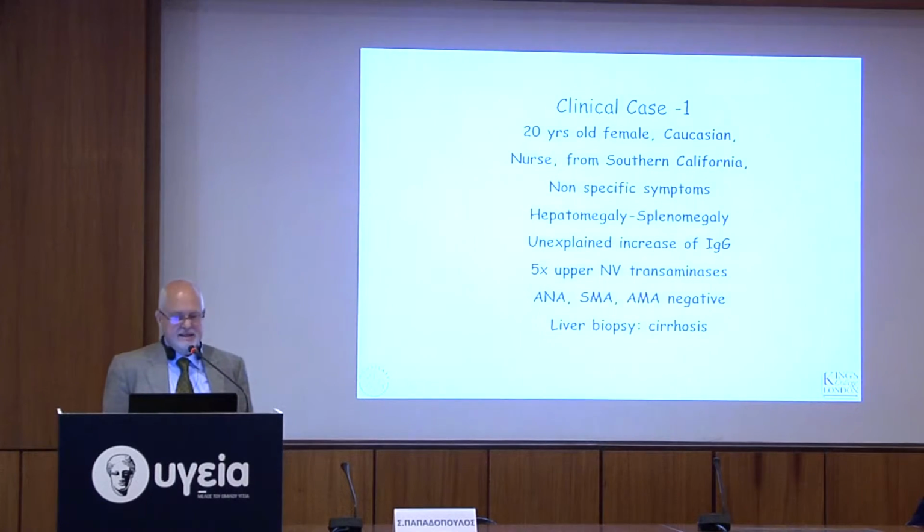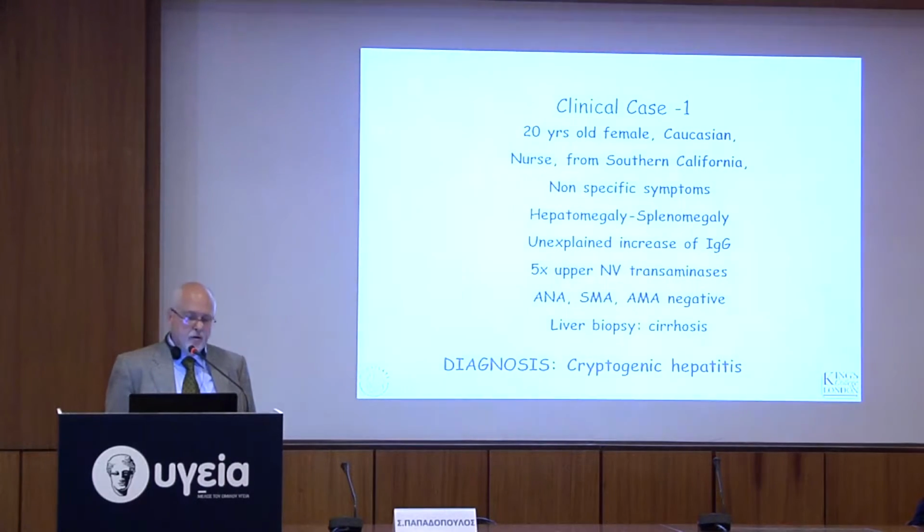Another couple of cases of interest. This is a 20-year-old female, Caucasian, a nurse from Southern California. No specific symptoms, hepatomegaly, splenomegaly, unexplained increase in immunoglobulin G, 5 times the upper limit of normal, and transaminases. Anti-nuclear antibody, anti-smooth muscle, and anti-mitochondrial were all negative. Liver biopsy said cirrhosis, and the diagnosis was cryptogenic hepatitis.